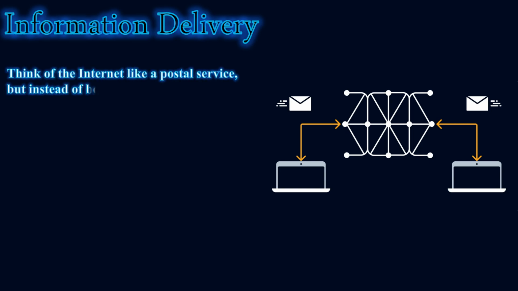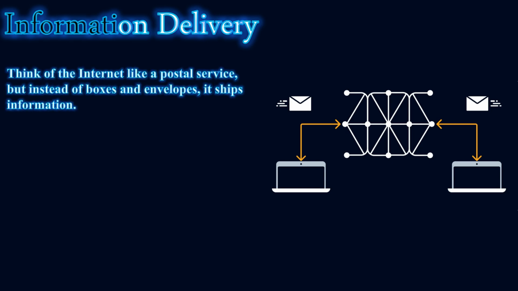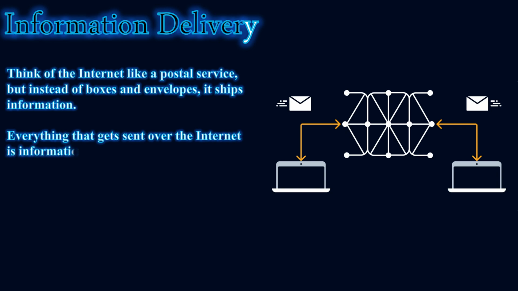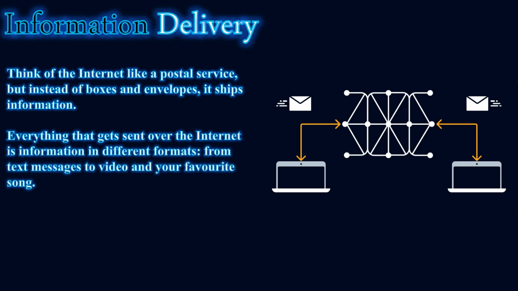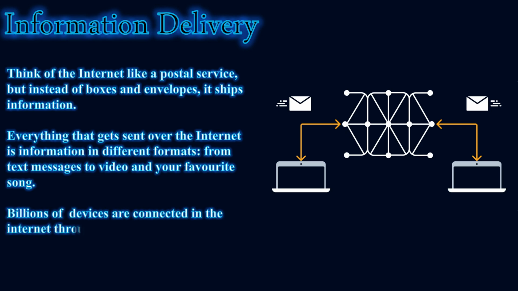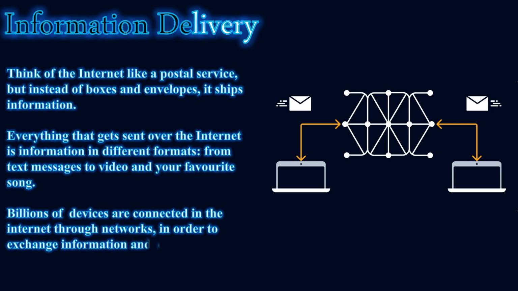Information delivery, how the information ships throughout the network. Think of the internet like a postal service, but instead of boxes and envelopes, it ships information. Everything that gets sent over the internet is information in different formats, from text message to video and your favorite song. Billions of devices are connected in the internet through networks in order to exchange information and communicate with each other.